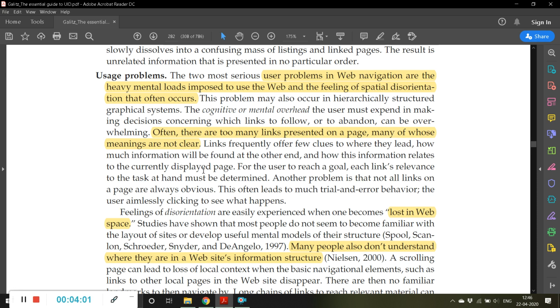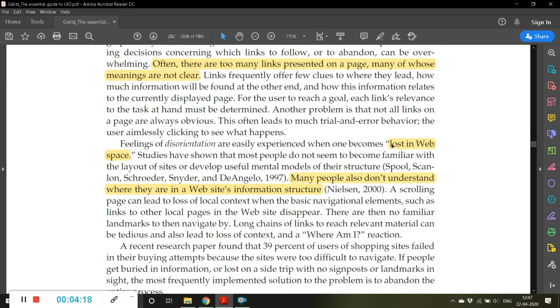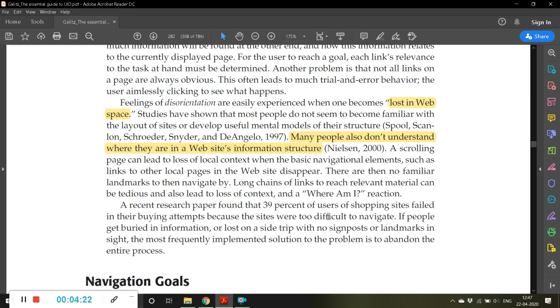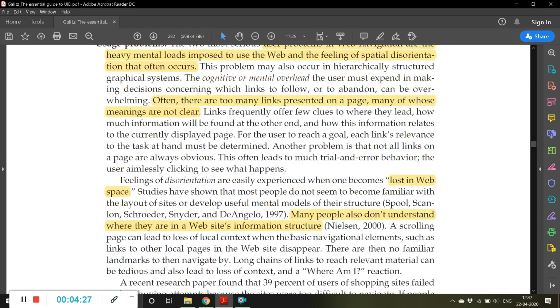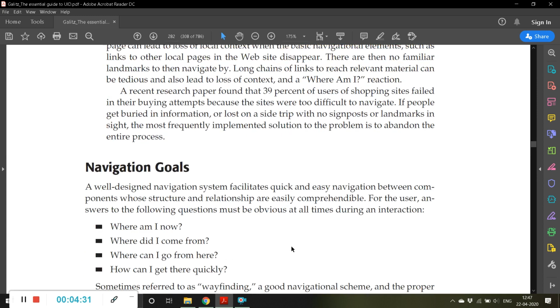Often there are too many links presented on a page, many of whose meanings are not very clear to the user. So you present so many links and the user is completely lost, not able to understand where exactly to go forward. We call that being lost in web space. Many people also don't understand where they are in a website's information structure. These are some of the usage problems associated with web design.